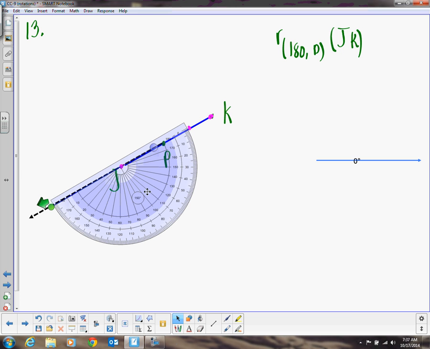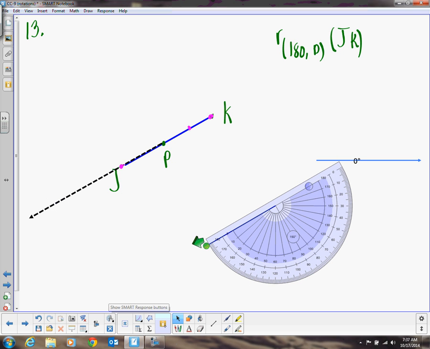All right, so now I'm going to move this out of the way, and I'm going to take my compass, if I can find it. Here's my compass. My compass point is always on the center of rotation. Now I need to measure this segment from the center of rotation to J. You see that? And now I need to rotate it over here, because this is where my 180 was, and I'm going to make it hard.